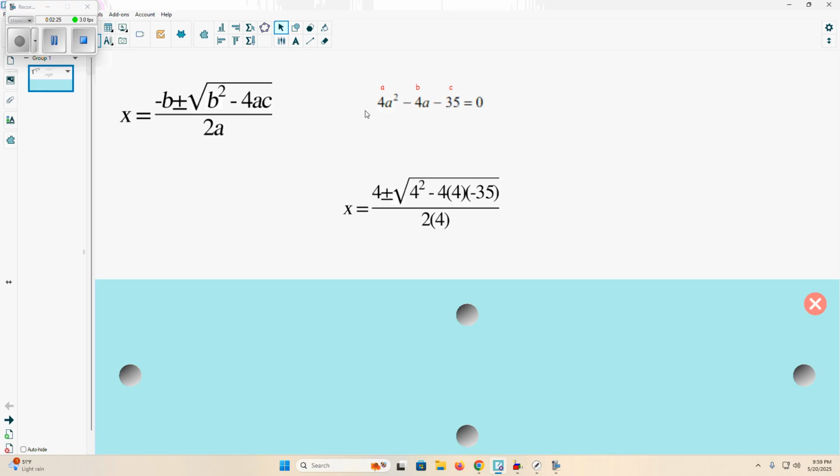So here is one of the problems from your assignment. It said 4a squared minus 4a minus 35 equals 0. So you can see in little red letters the coefficient of the quadratic term is 4. The coefficient of the linear term is negative 4, and the coefficient of c is negative 35. Okay, so we plug those in. So the opposite of b is 4, plus or minus.